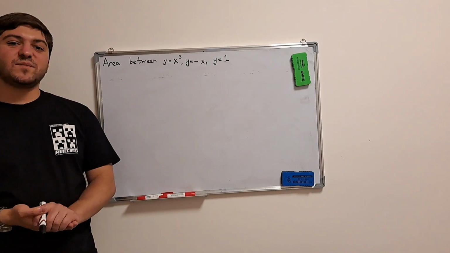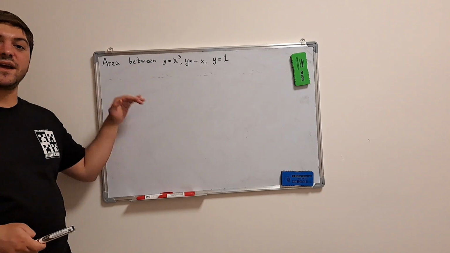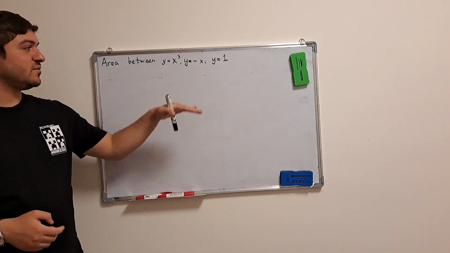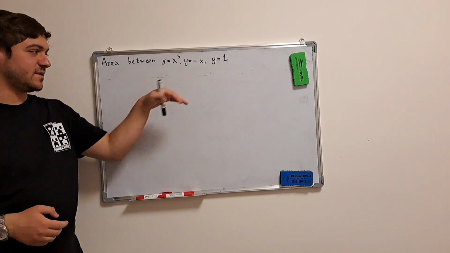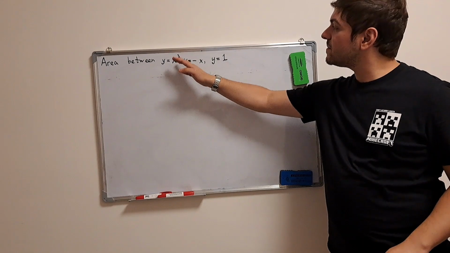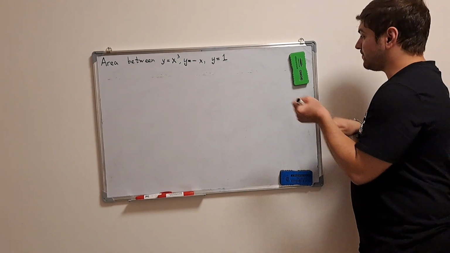In the following video, we will be computing an integral so that we could calculate the area between those curves. Now, to start with, I would like to sketch those curves first. So now it tells that y is equal to x cubed, y equals to minus x, y equals to 1.